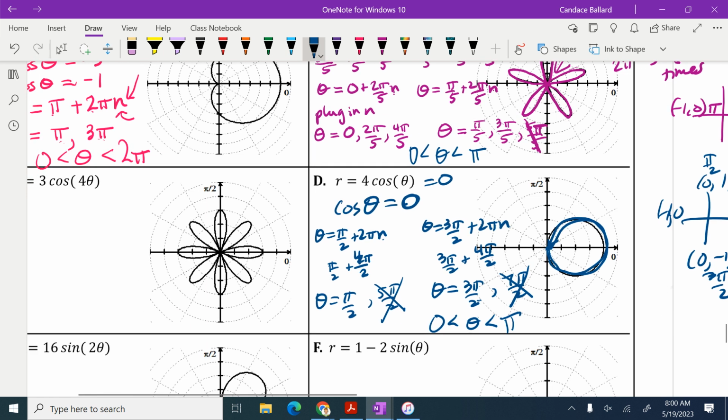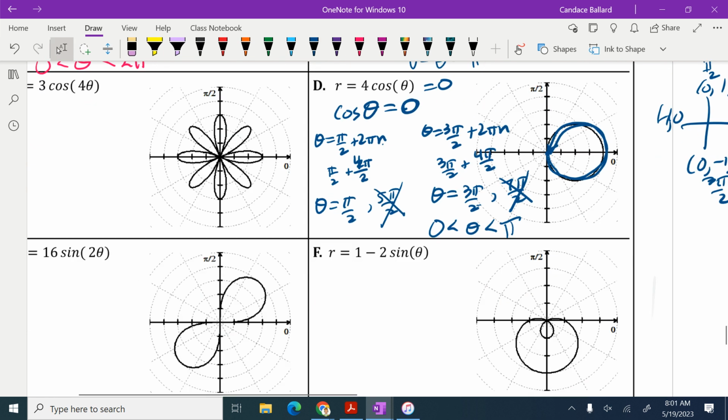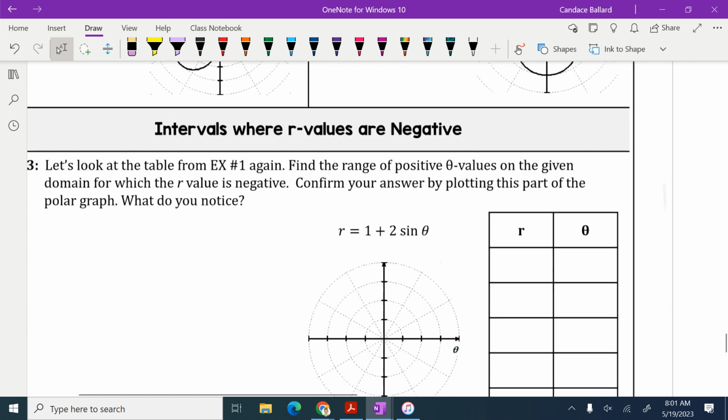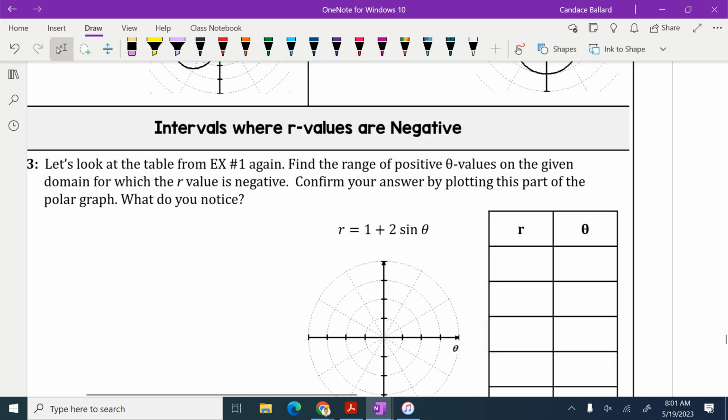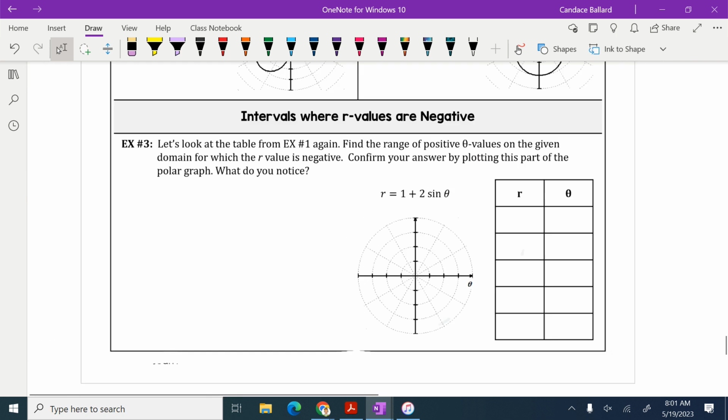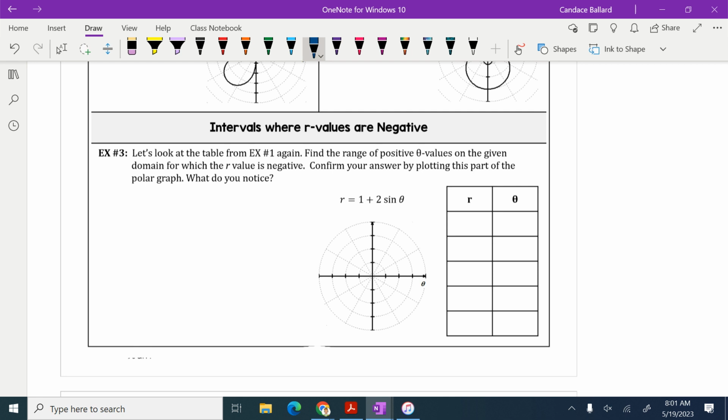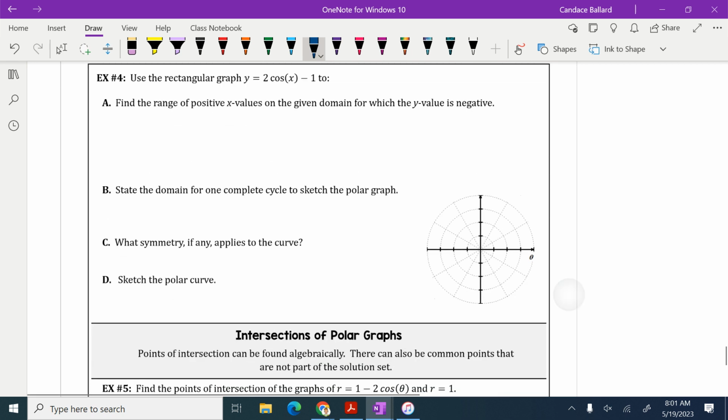Okay, let's look down at the next. We're going to go to the next section. Actually, I don't know if I want to do that section. Let's see what we got. We've got 20 minutes. We've kind of already talked about the next section because this is the same example as example 1, and it's talking about where the R values are negative, which we've already really done. Let's come back to that if we've got time.